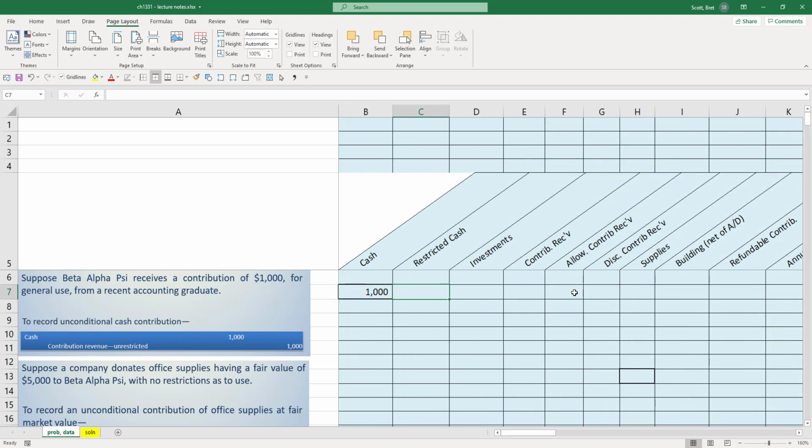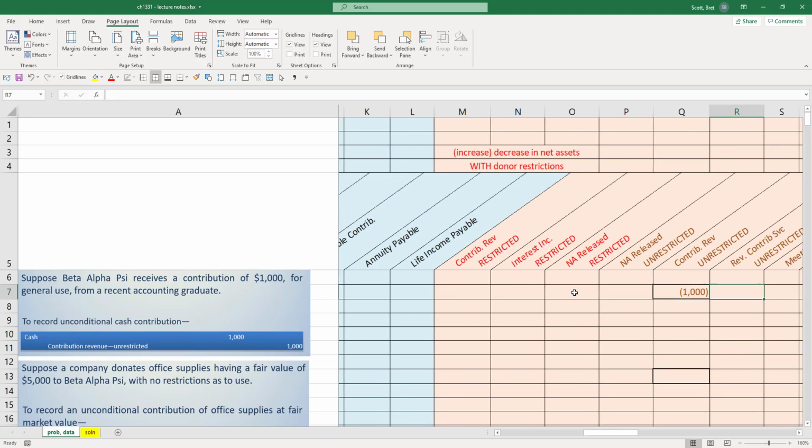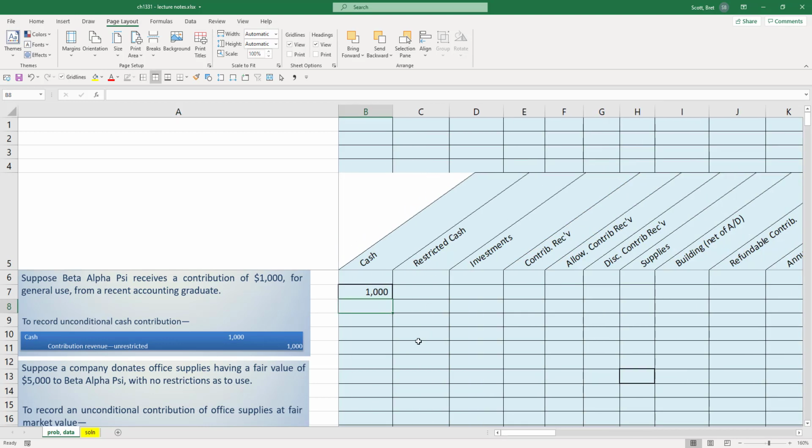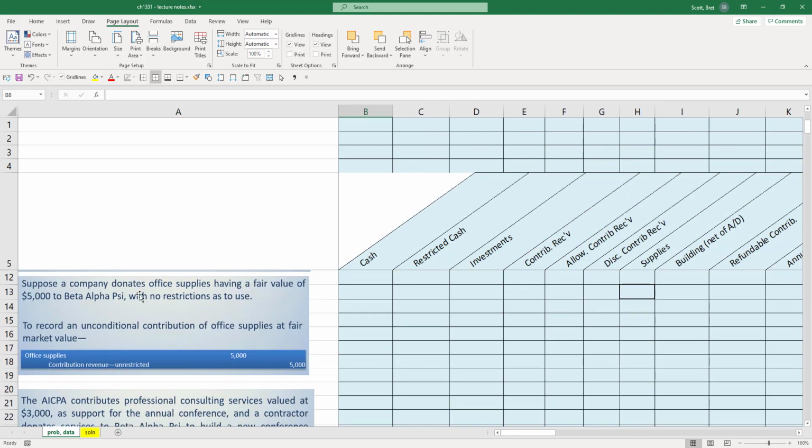So just keep in mind, a basic contribution to a 501(c)(3) organization results in the nonprofit corporation debiting cash for $1,000 and crediting contribution revenue, unrestricted. But you don't need to worry about that so much from the donor standpoint. From an accounting standpoint, that stuff kind of matters. Let's move on to the next journal entry we see down below here.